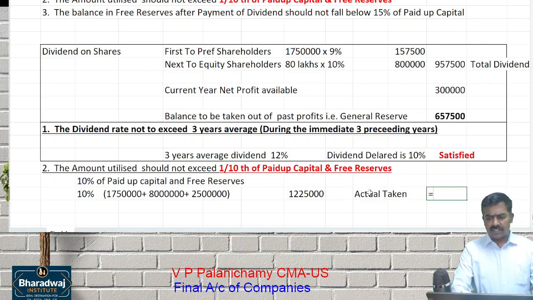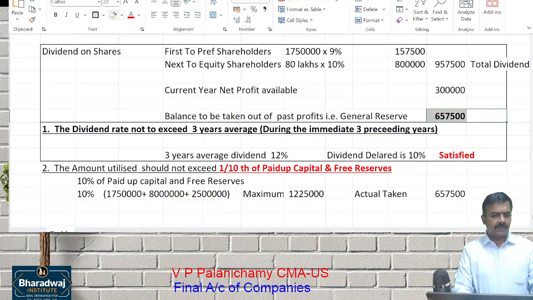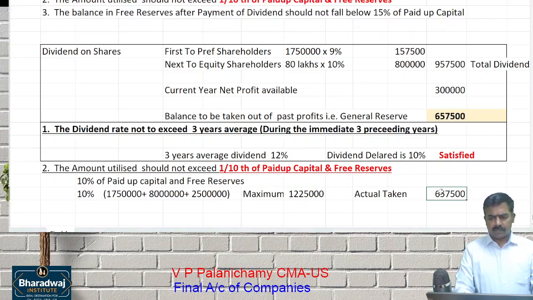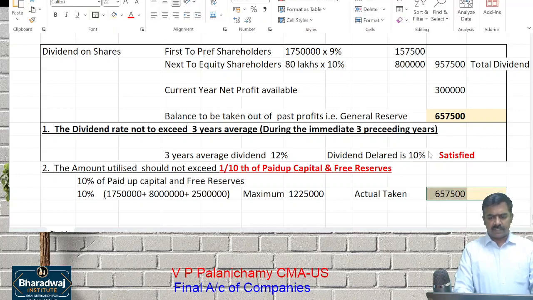Actual taken is only 6,57,500. Maximum that can be taken is this amount. But actual taken is only what? 6,57,500. Is it satisfied or not satisfied? Satisfied.